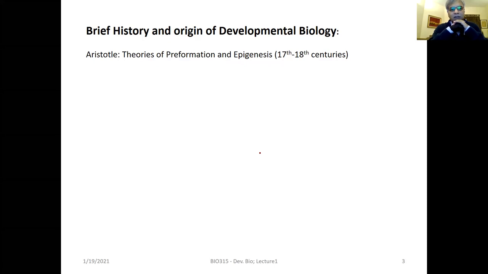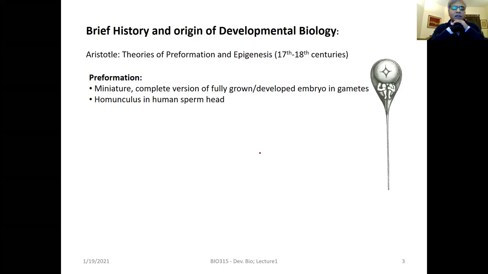Epigenesis came much later. Aristotle and his colleagues at that time thought we come preformed. Humans already have some structures formed, miniaturized humans are formed, and that miniaturized human was called homunculus. One of the scientists or philosophers in those times even claimed that he could see in the sperm head, this is a drawing of a sperm cell, that within the sperm head a tiny baby is already formed, and they called this homunculus. This theory, which proposed that we are preformed, was of course later called the theory of preformation.